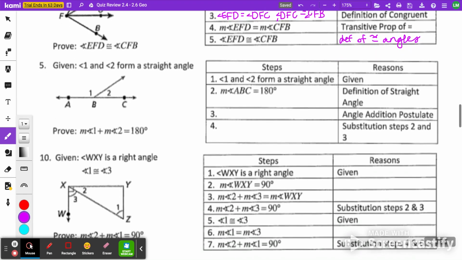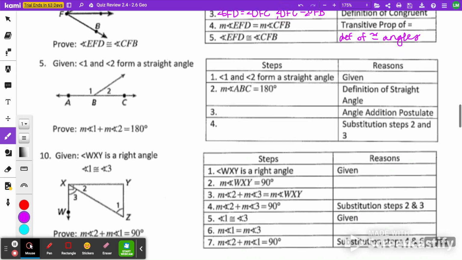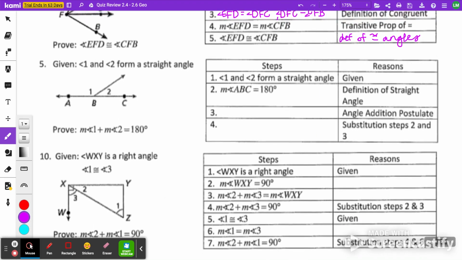Okay. Number 5 says, given angle 1 and angle 2 form a straight angle, prove that the measure of angle 1 plus the measure of angle 2 is equal to 180. The first two are given to us and our reasoning, but now we need the angle addition postulate. Well, the angle addition postulate can state that angle 1 plus angle 2 is equal to the measure of angle ABC. So when we substitute steps 2 and 3, that means the measure of angle 1 plus the measure of angle 2 is equal to 180 degrees.